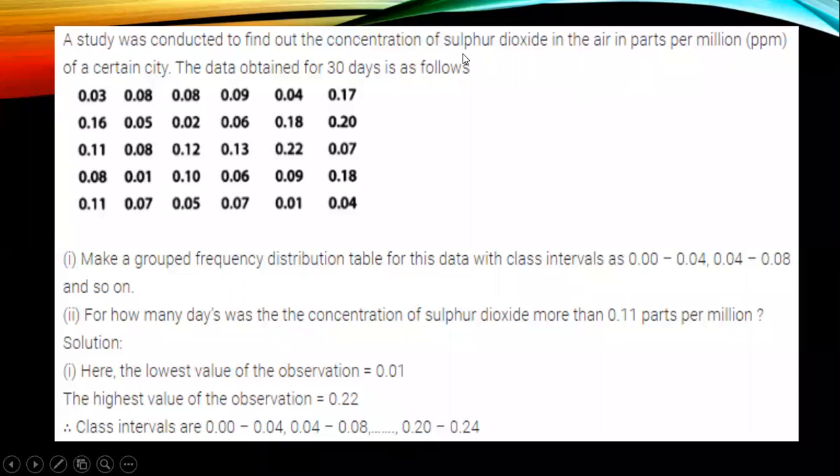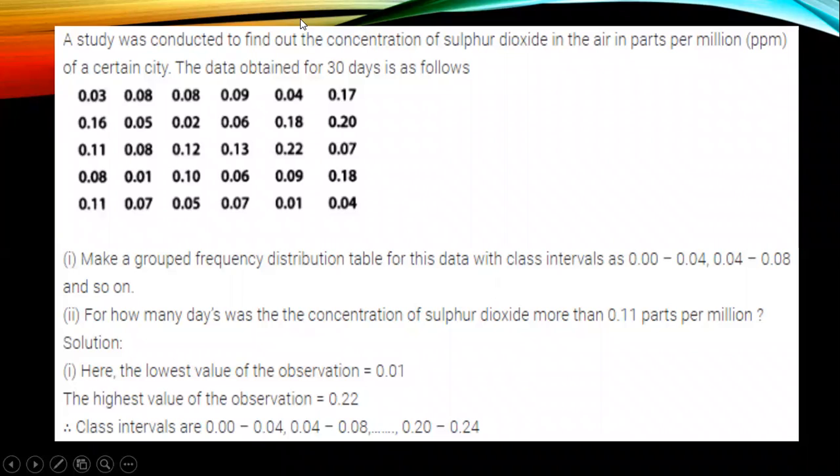In this question, we have been asked to make a grouped frequency table for the data with class intervals 0.00 to 0.04, 0.04 to 0.08, and so on. And then we also have been asked to find for how many days was a concentration of sulfur dioxide more than 0.11 parts per million. Now we'll proceed with the same process. That is, first we'll find the lowest and the highest value in the observation.